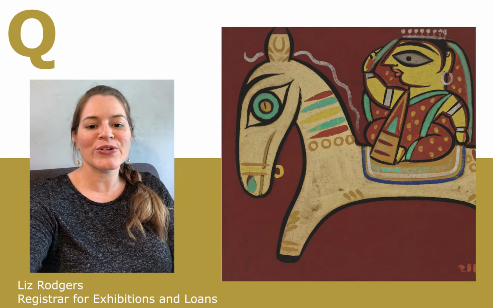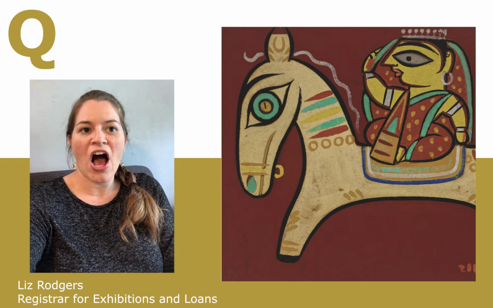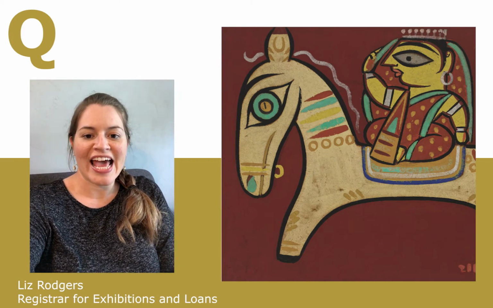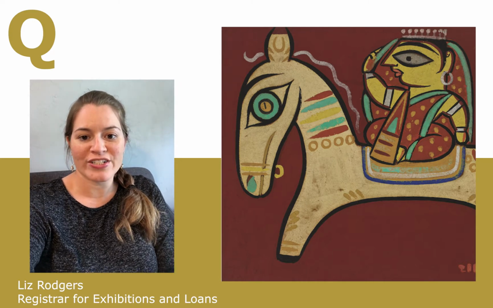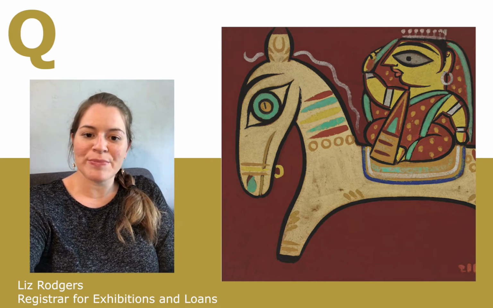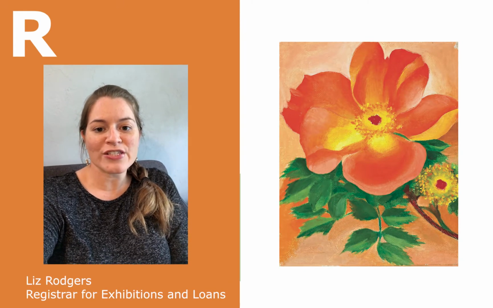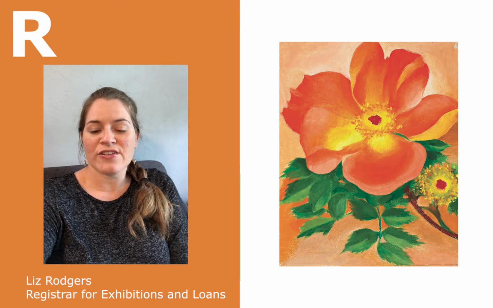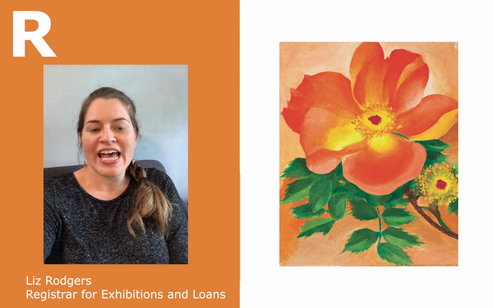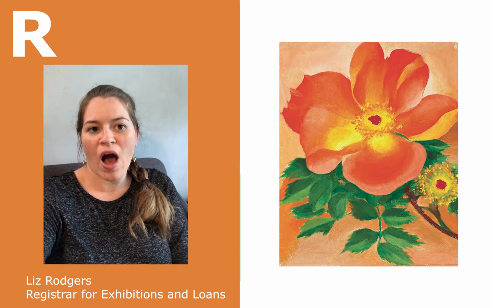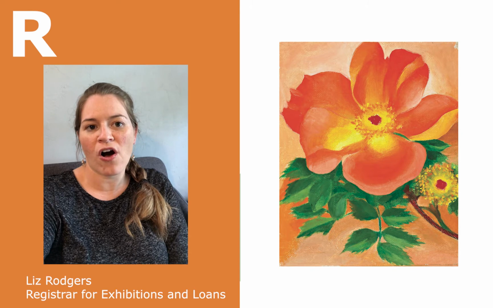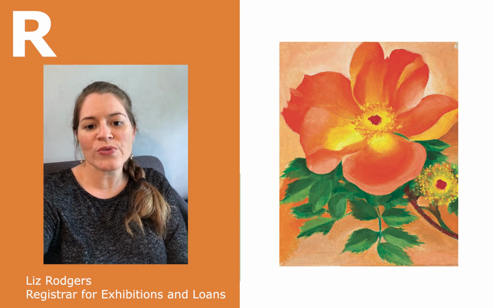Q. Q is for queen. A queen wears a crown and sits atop a horse. Where might they be going? R. R is for rose. As a flower blooms, it opens its petals wide until they begin to fall. How do roses smell?